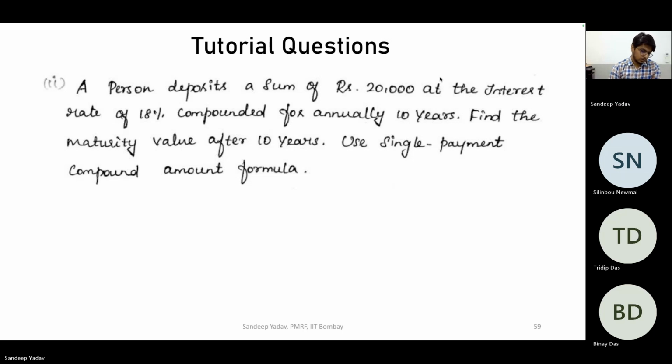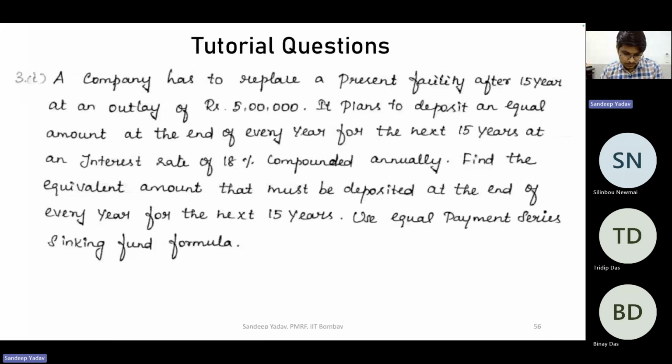Let's see this question, let's name it question number six. It says a company has to replace a present facility after 15 years at an outlay of rupees 5 lakhs. It plans to deposit an equal amount at the end of every year for the next 15 years at an interest rate of 18% compounded annually. Find the equivalent amount that must be deposited at the end of every year for the next 15 years. Use the equal payment series sinking fund formula.